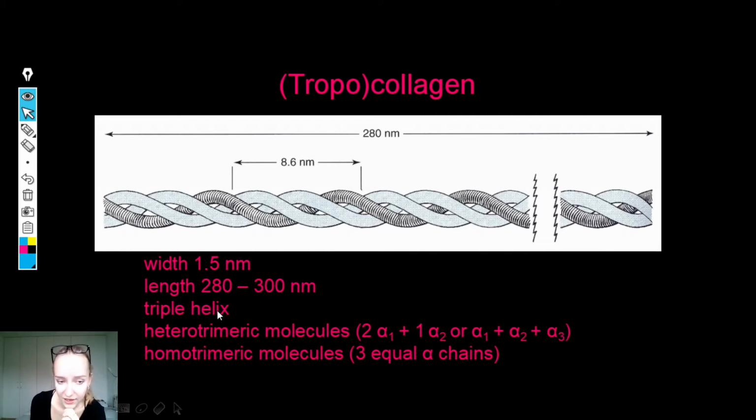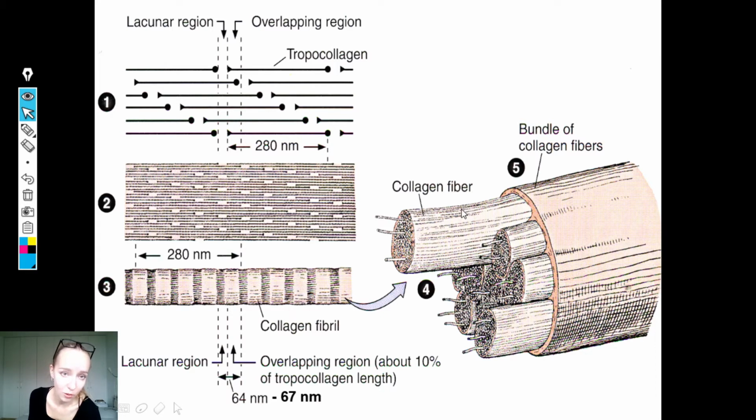So remember, it's a triple helix, doesn't contain registration peptides. It's about 280 nanometers in length, and about 1.5 nanometers thick. And these tropocollagen molecules can polymerize. So here we have one tropocollagen. And when they polymerize in this horizontal sequence, so we have tropocollagen, tropocollagen, tropocollagen, like this, they create a structure called protofibril. So this right here is a protofibril.